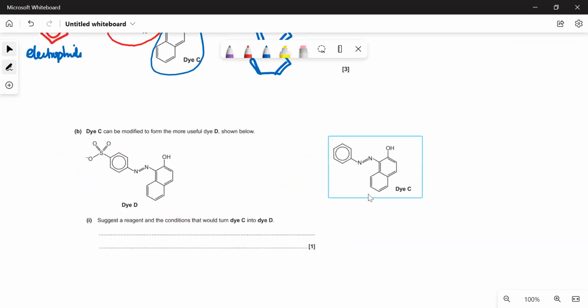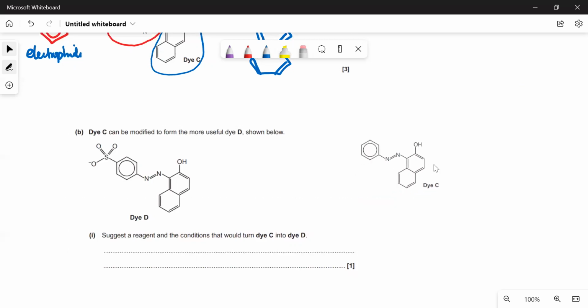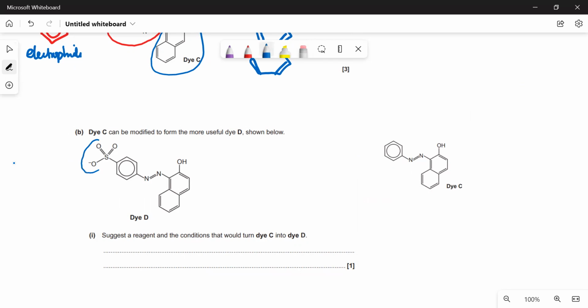Okay, dye C can be modified to form dye D, shown below. So what have they done there? They've stuck this SO3 minus group on it. Okay, how do you do that? How do you stick an SO3 minus group onto a benzene ring? So the reagents and conditions you're going to need, you need to reflux with conc sulfuric acid. And you get an electrophilic substitution reaction occurring there. Heat and reflux with conc sulfuric acid.